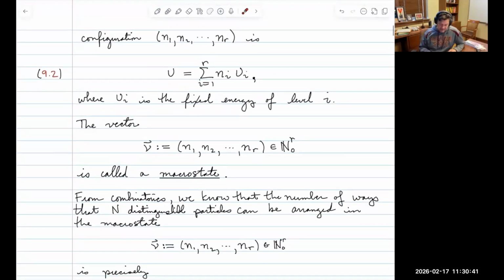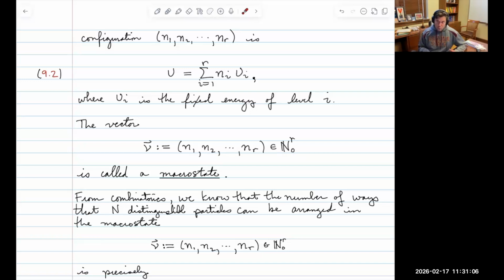Because we use this tuple over and over again, we're just going to give it a name. We're going to call it the nu vector. Nu vector is n1, n2, up to nr. And again, it's an r-tuple from this space. So each entry has to be a non-negative integer, 0 plus the counting numbers.